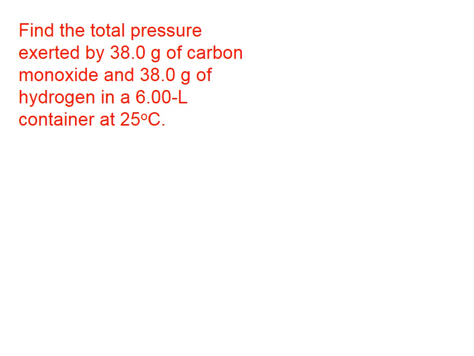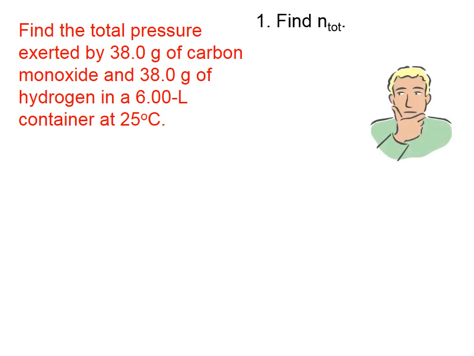Find the total pressure exerted by 38.0 grams of carbon monoxide and 38.0 grams of hydrogen in a 6-liter container at 25 degrees Celsius. Let's think about this, and here's our battle plan. We're first going to find the total number of moles, and then we're going to use the ideal gas law based on that total number of moles to find the total pressure.